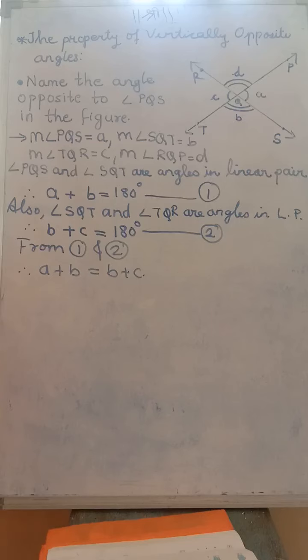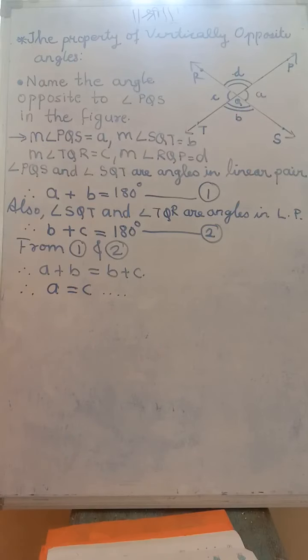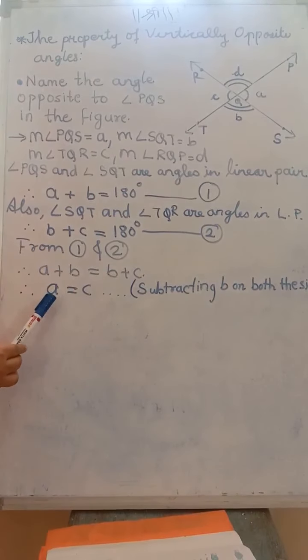Yeah. In short, if we subtract B on both the sides, what will remain? A is equal to C. Yes, why are we getting this? We are getting this because of subtracting B on both the sides. So, by subtracting B on both the sides, what did we get? A is equal to C.